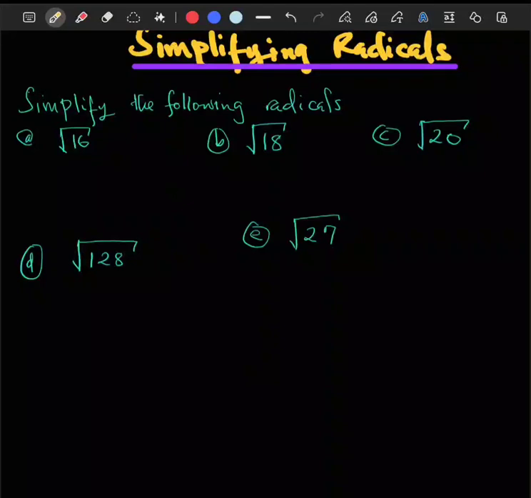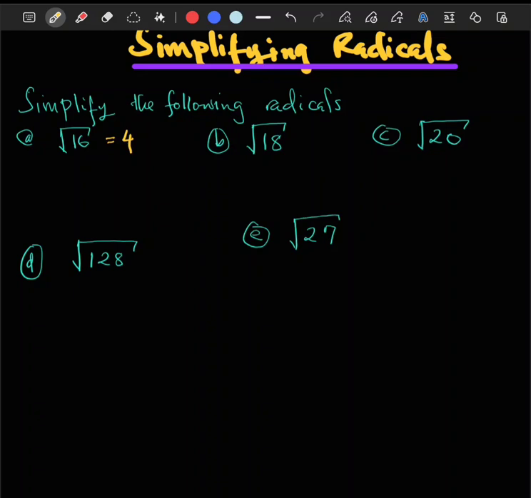So to simplify these radicals, the first thing we need to do is to think of square numbers, perfect square numbers. Now, perfect square numbers are those numbers that come from multiplying the same numbers by themselves. So, for example, for 16, the square root of 16 is 4, because 4 times 4 is 16. So with this one, in this first part A, the answer is directly 4. So this is equal to 4.